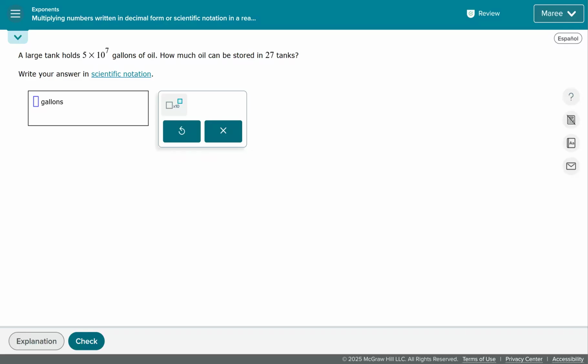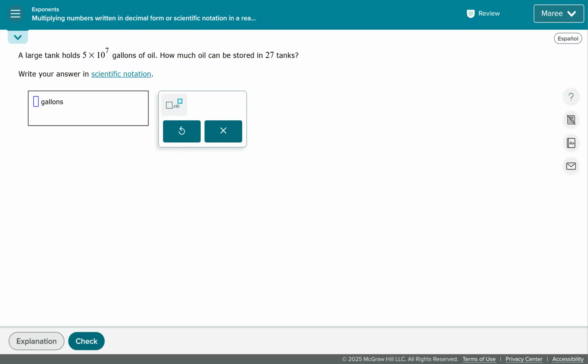The topic is called multiplying numbers written in decimal form or scientific notation in a real world situation. So basically, they're giving you numbers in scientific notation or maybe decimals, and then you're supposed to multiply it by the other number. They're saying, here's a large tank. It holds 5 times 10 to the 7th gallons of oil. How much oil can be stored in 27 tanks?